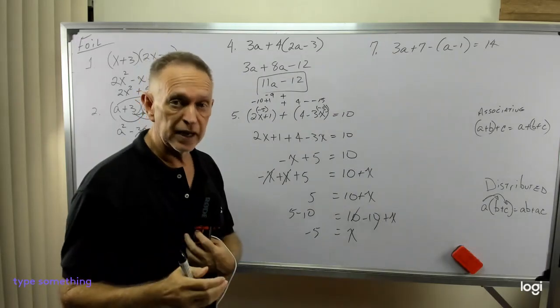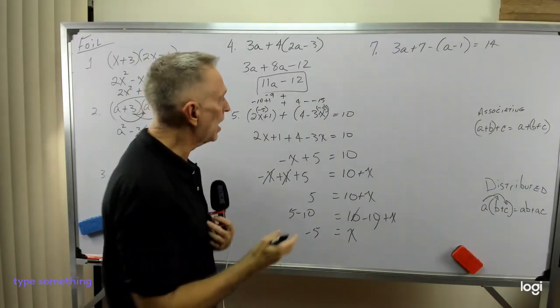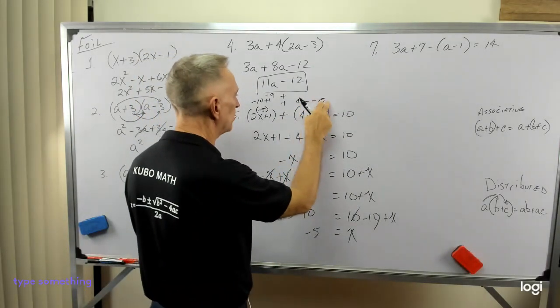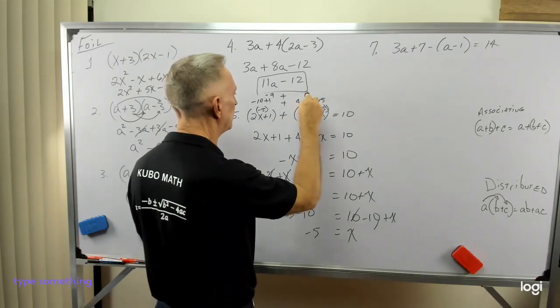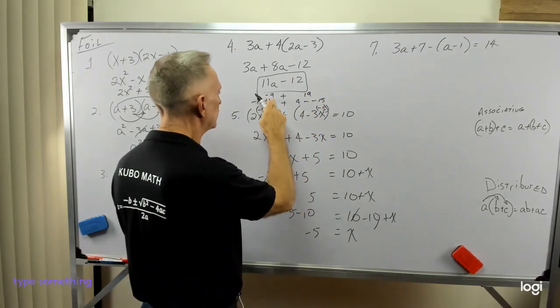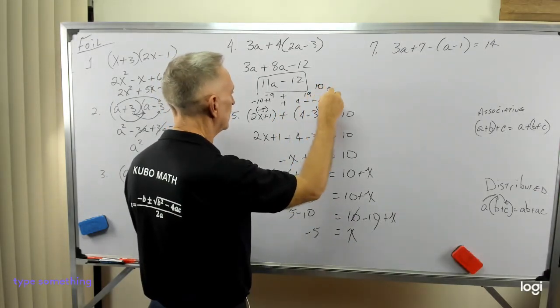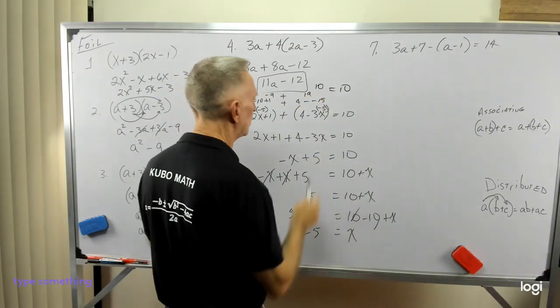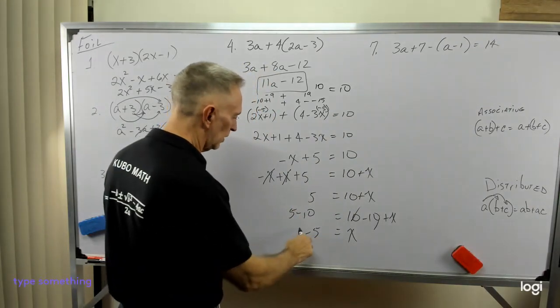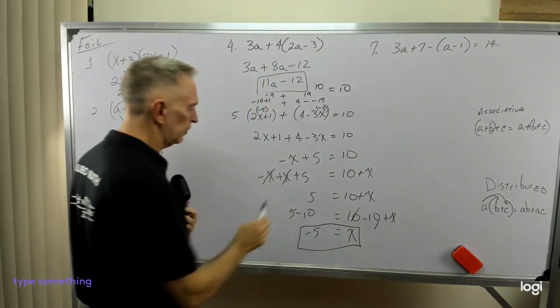What's minus a negative? It's the same as plus a positive. 4 plus a positive 15 is a positive 19. Minus 9 plus 19 is 10. And that's what we needed. 10 equals 10. So we do know that x equals minus 5 is the correct solution.